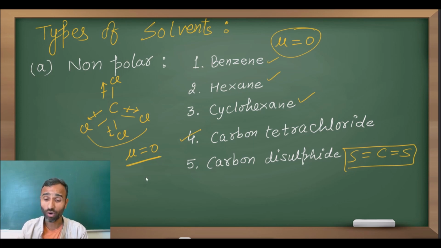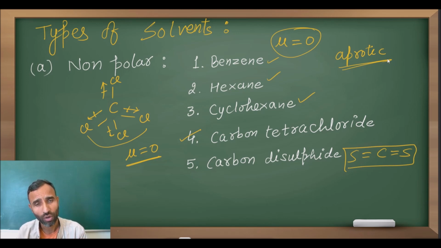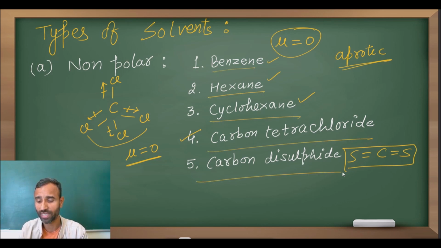And all the non-polar solvents are aprotic. They are not able to give or accept proton. Benzene, hexane, cyclohexane, carbon tetrachloride, carbon disulfide, none of them can give proton. So they are aprotic non-polar solvents. Keep in mind, all the non-polar solvents are aprotic. There is no question of protic and aprotic in case of non-polar. They are always aprotic.